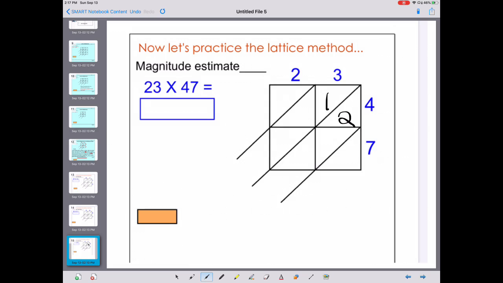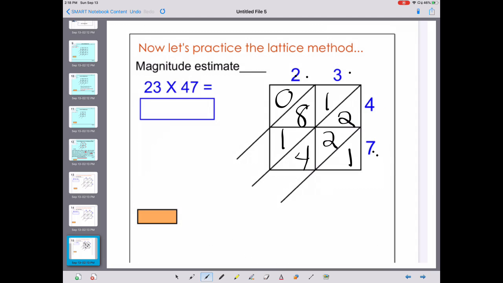We're going to match 4 over to 2. 4 times 2 is 8. 0, 8. We're going to match 7 to 3. They would come together in this box. 7 times 3 is 21. We're going to match 7 and 2. 7 times 2 is 14.